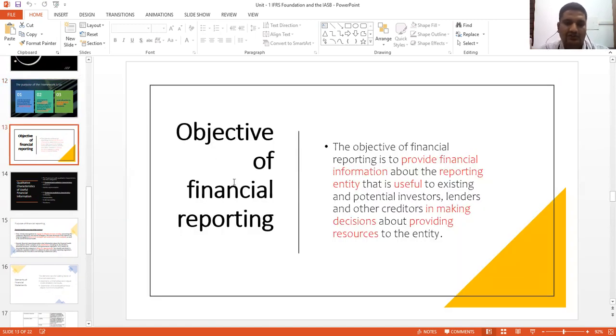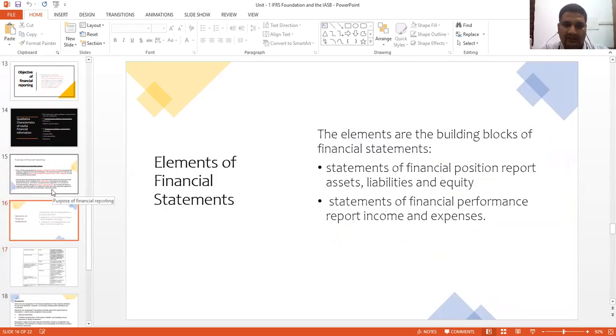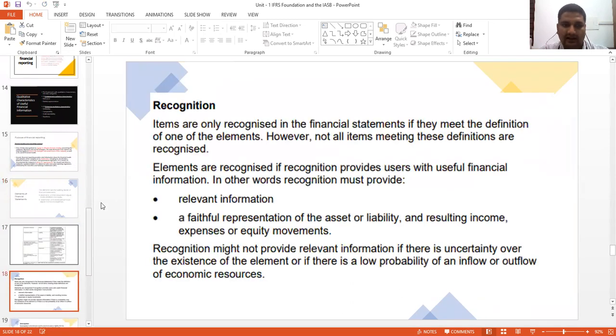Next, the objectives of financial reporting. The objective of financial reporting is to provide financial information about the reporting entity that is useful to investors, lenders and creditors in decision making about providing resources to the entity. Now coming to the elements, the elements are the building blocks of financial statements. Statements of financial position report assets, liabilities and equity; statements of financial performance report the income and expenses of the particular company.